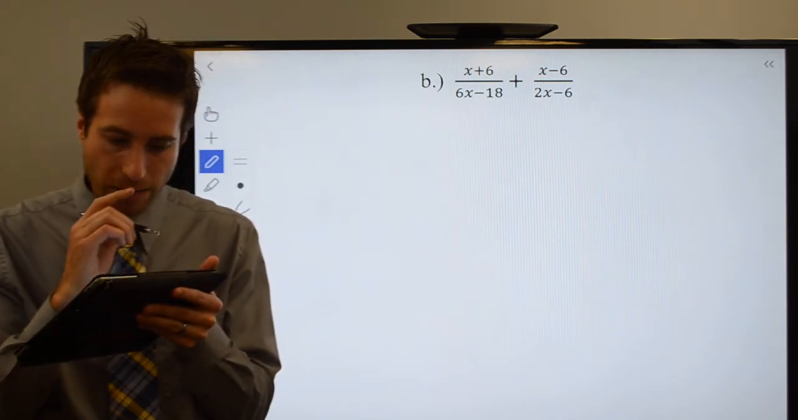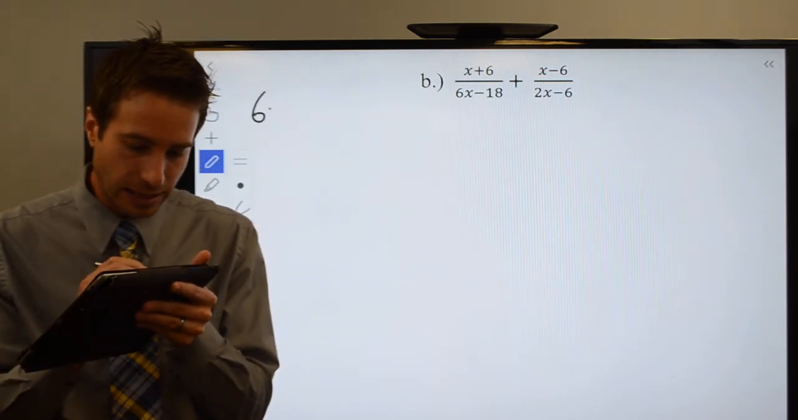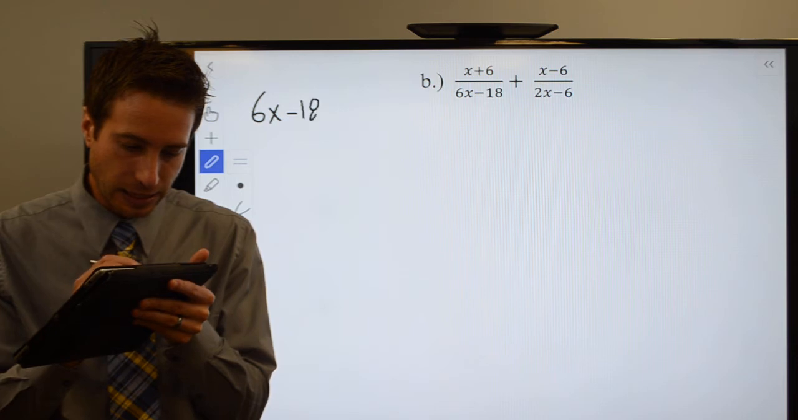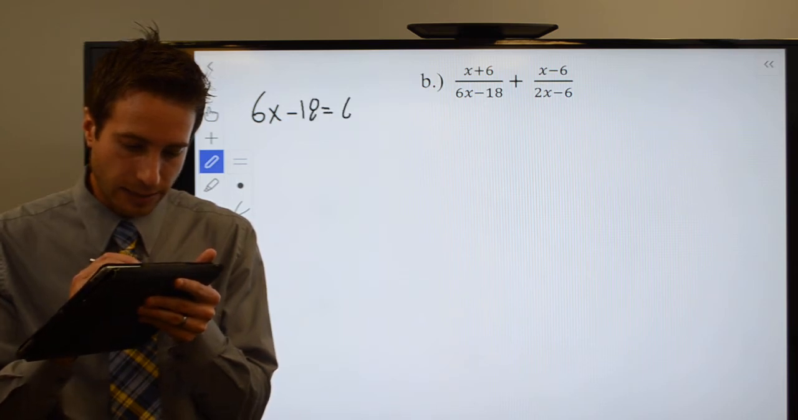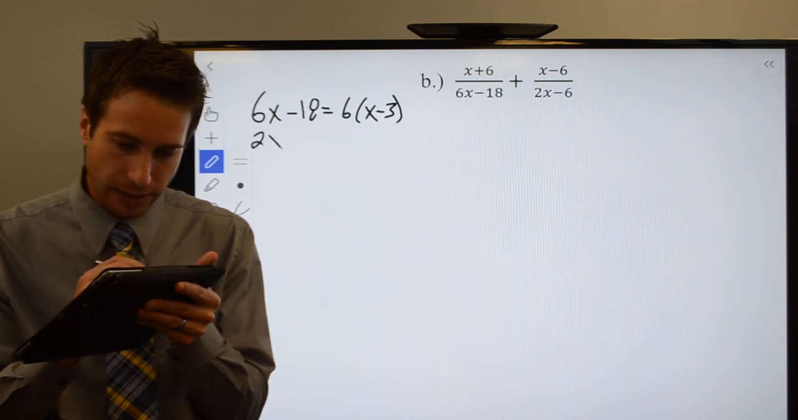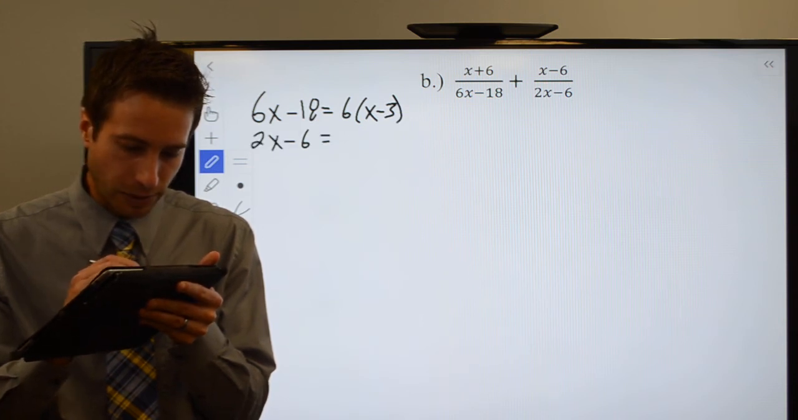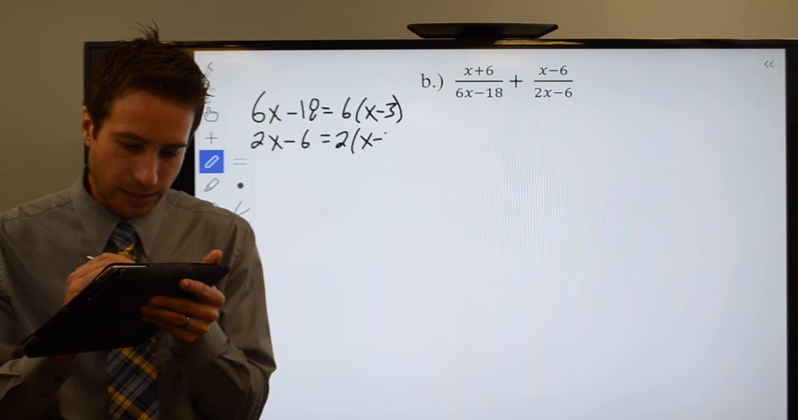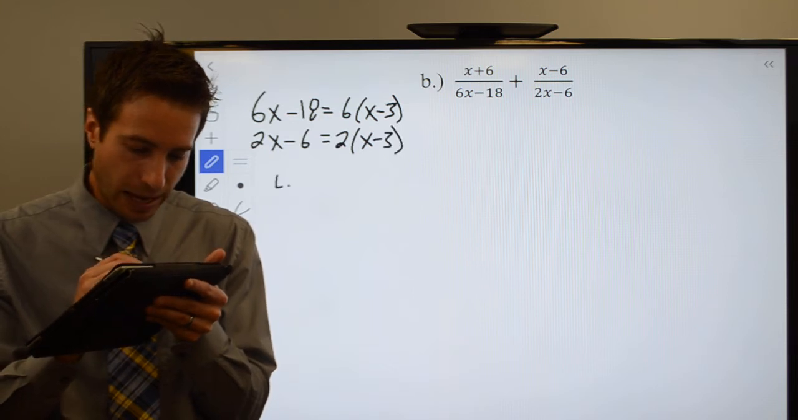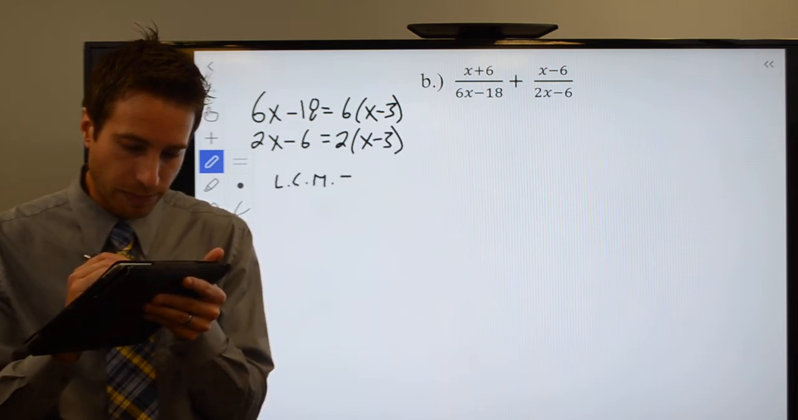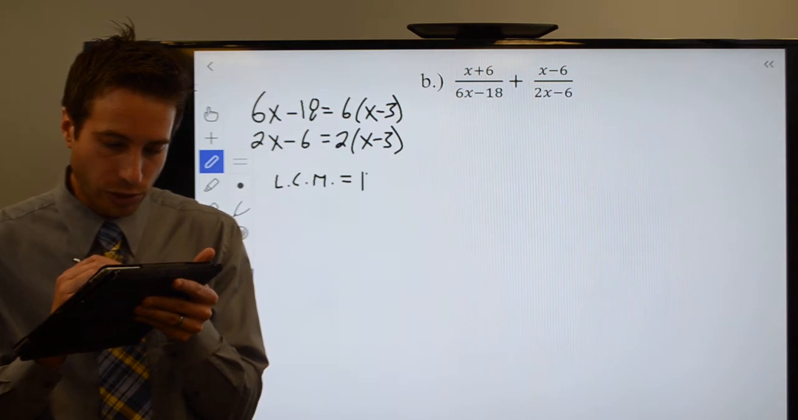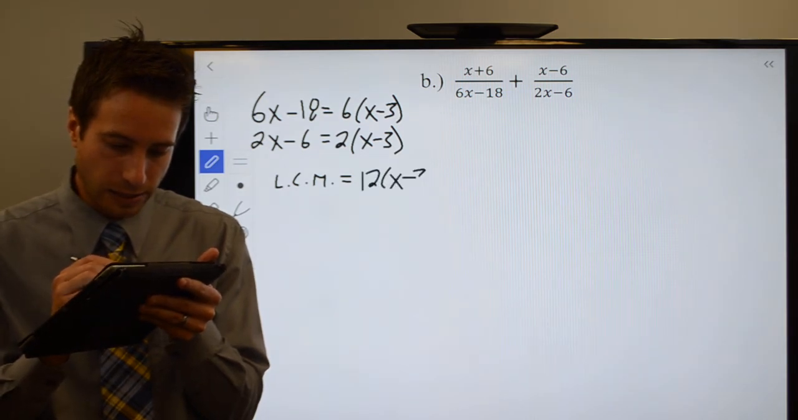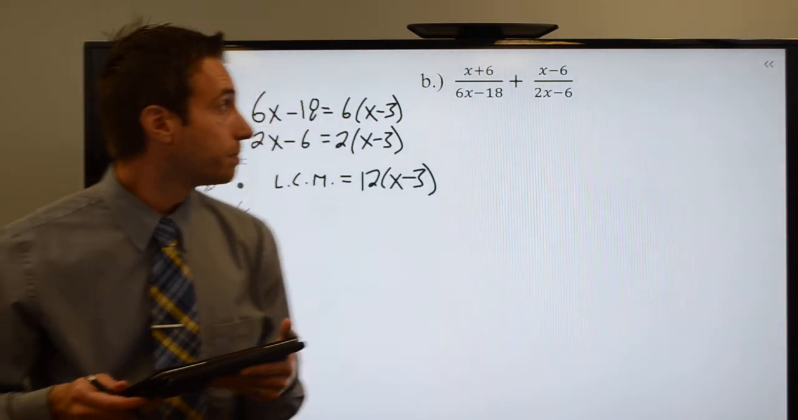LCM. Let's see here. 6x minus 18 will factor. I can pull out the 6. That'll leave me with x minus 3. 2x minus 6, I can pull out the 2, and it'll leave me with an x minus 3. Which means that my LCM will simply be 6 times 2, which is 12(x minus 3). All right, great. Here we go.